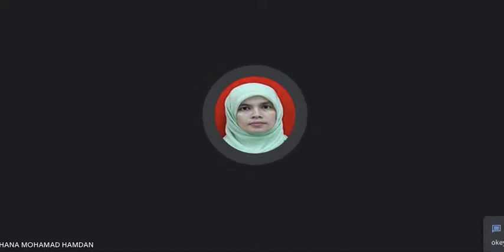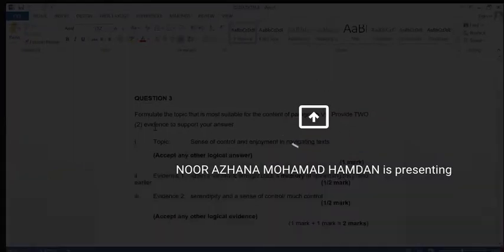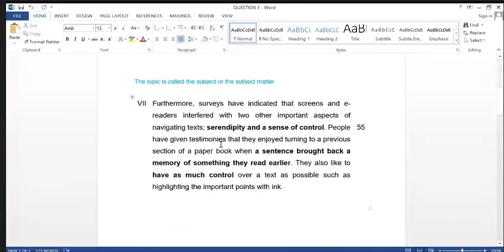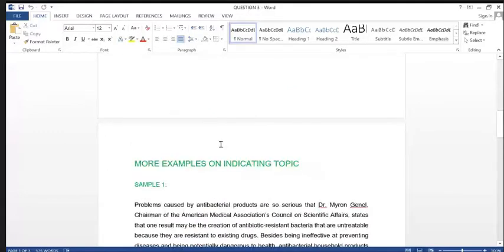Now I am going to move to question number 3. Question number 3 is on topic, if I'm not mistaken. Right, correct. Again, as I said, formulate. What is the meaning of the word formulate? It indicates straight away, it comes to your mind, people, you have to write this on your own. Okay? All right. Now, when we talk about topic, okay, right.